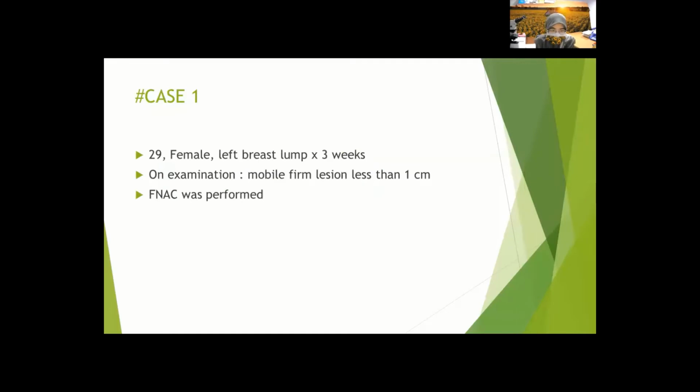So we go to case number 1. This is a 29 year old female with a left breast lump for 3 weeks. The lesion is less than 1 cm, and they performed FNAC.